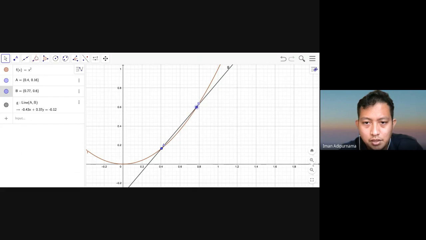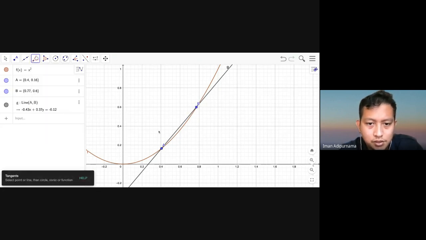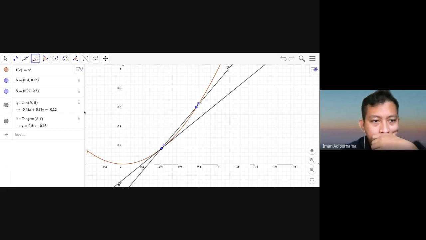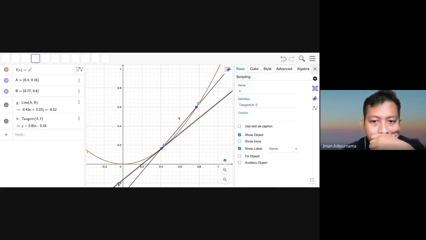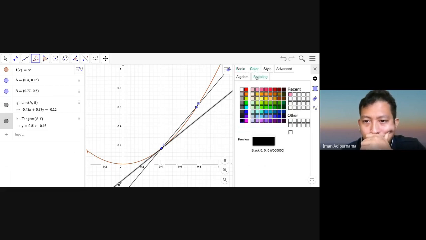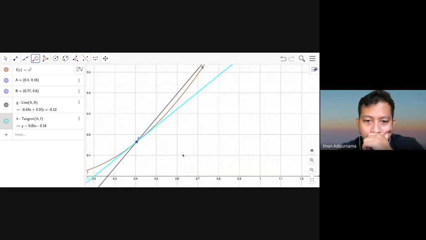Okay, let me make the line first and make the tangent. Okay, so that's my tangent. Let me make another color and make blue. All right.